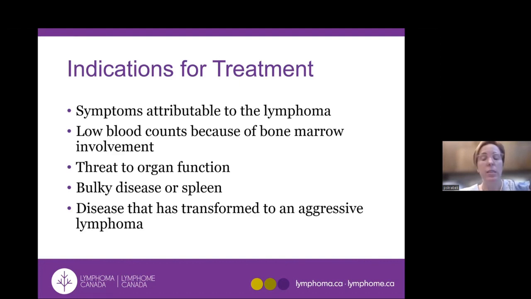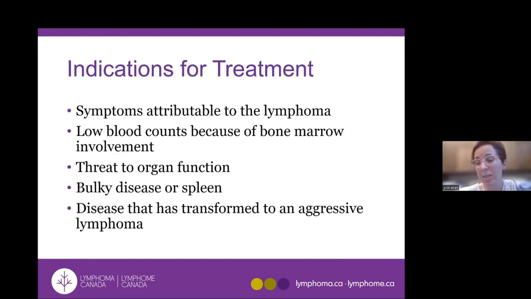and usually based on a combination of listening to the symptoms, looking at the images, and experience, we can sort out what's likely attributable to the lymphoma or what could be from something else, in which case it's not going to get better with treatment. Low blood counts because of bone marrow involvement would be another cause to treat. Any threat to organ function, so say the lymph nodes are getting so big they're causing your kidney to swell, or they're causing fluid to accumulate around the lungs, those would be indications to treat.